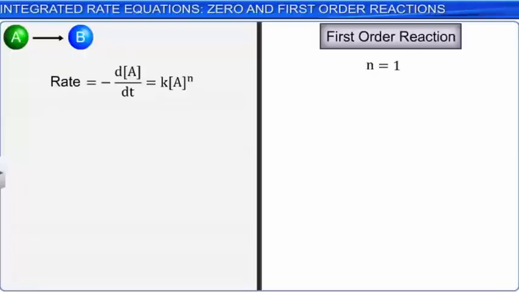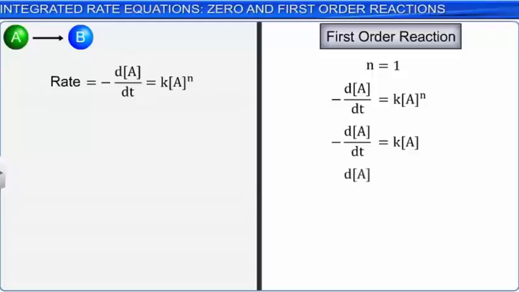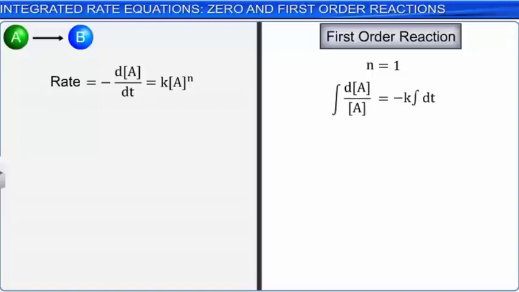Hence, in a first-order reaction, n is equal to 1. Substituting n equal to 1 in the differential rate equation, we get minus d[A]/dt is equal to k multiplied by concentration of A, or d[A]/[A] is equal to minus k dt. Integrating both the sides, we get ln[A] is equal to minus k multiplied by t plus C, where C is the constant of integration.